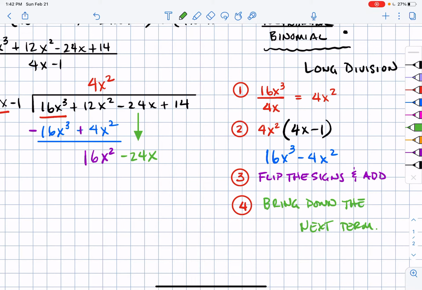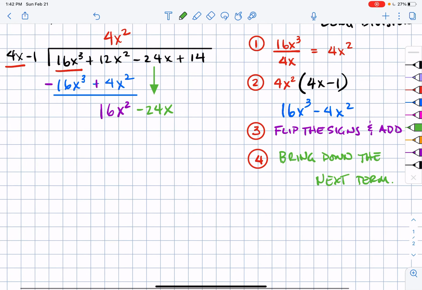So now repeat. Step 1 was how many times 4x, notice I put 2 lines there, goes into the 16x squared, just the first terms. So I'm going to take 16x squared and divide it by the 4x squared. Well, that's going to give me a 4.